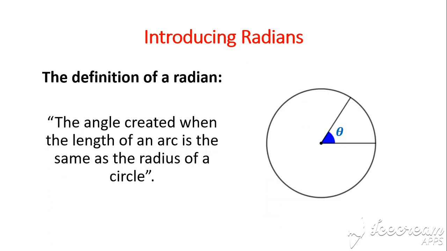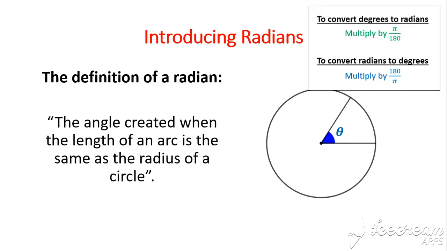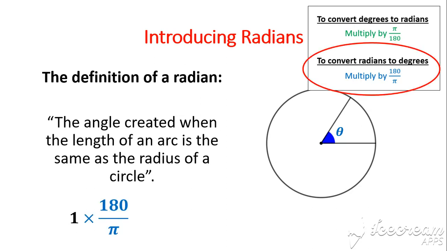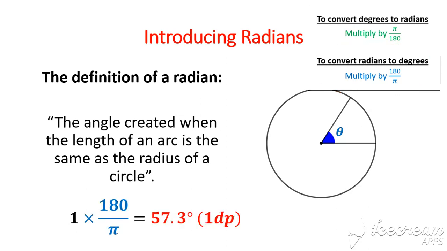Right, let's come back to our definition of a radian. We know that 1 radian is equivalent to an angle where the radius is equivalent to the arc length. So this here is a sector with 1 radian. Now if we're changing radians back into degrees, we're going to multiply by 180 over pi. So let's take 1 radian and times it by 180 over pi, and that gives us an angle of 57.3 degrees. So 1 radian is equivalent to an angle of 57.3 degrees.